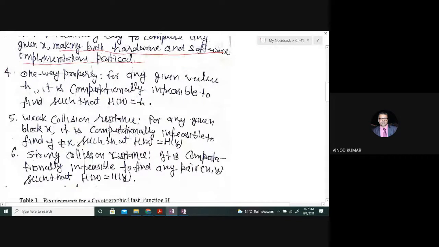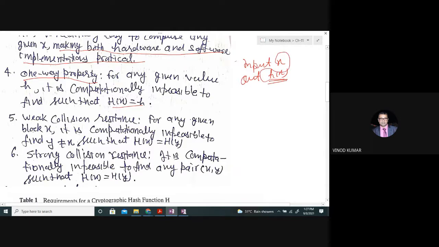And the fourth one is the one-way property. One-way property means for any given value x, it is computationally infeasible to find the value of x. Meaning, say you have an input x and output Hx. Okay, so this is easy. For this value Hx as output, it is not easy to find this x.